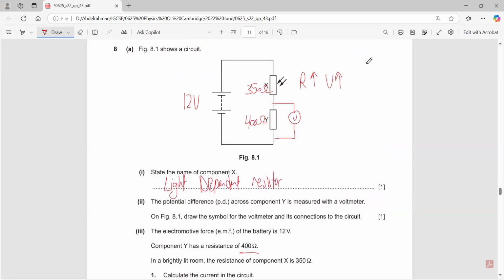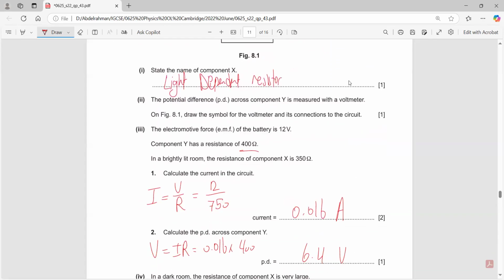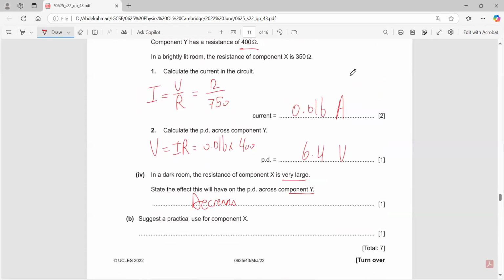So, for example, if they had voltages of 6 volts and 6 volts, and the voltage across X increases to 9 volts, the potential difference of Y would be only 3 volts. Why? Because the total voltage has to be 12 volts.